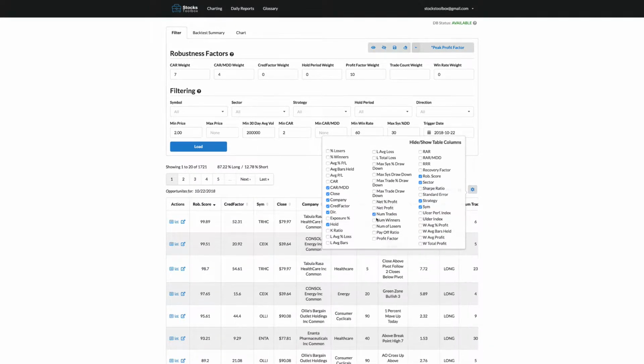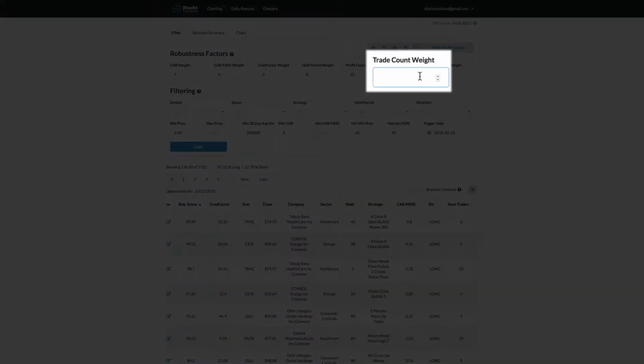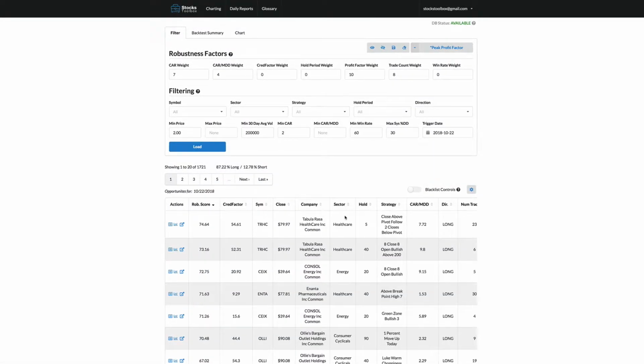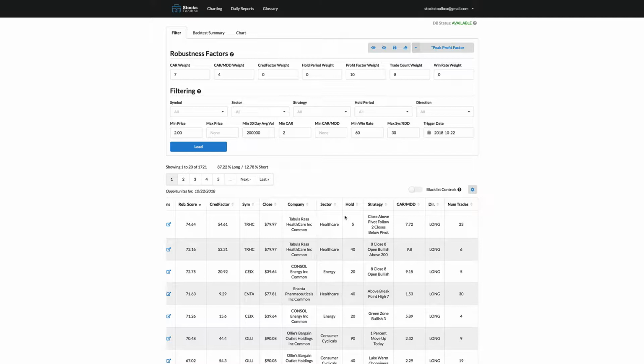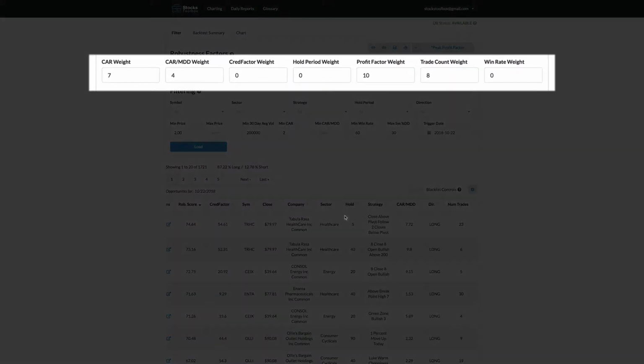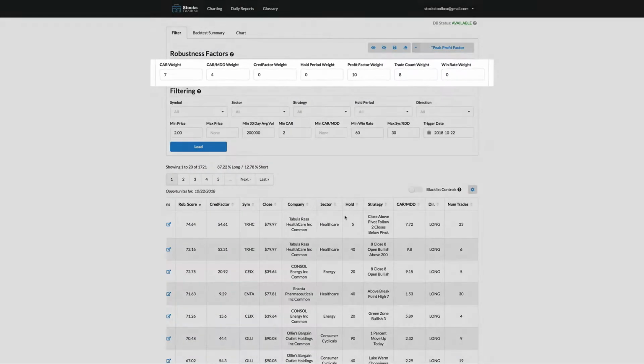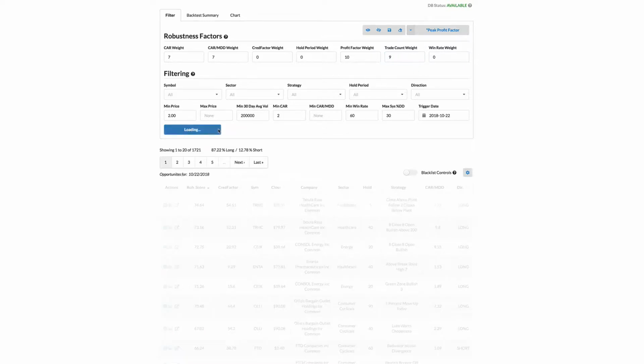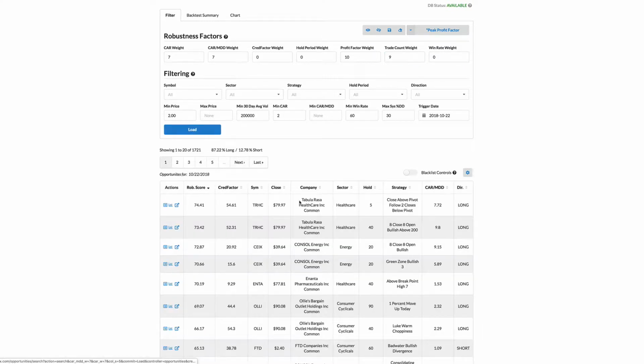In many cases, this should be a top-down filter, and it's easy to do this inside of Stocks Toolbox by placing a weight in the trade count weight box in the robustness factors. And remember, you've got robustness to lean on. Robustness ranks the prospective trades in the opportunities table based on what you expressed was important in the robustness factors. So for me, I'm always going to start with values in the CAR/MDD or CALMAR ratio and the trade count fields. This puts my best prospects in the top rows of the opportunities table.